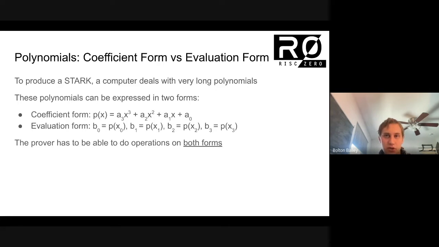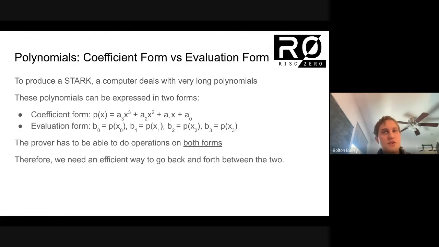that we should be able to take a coefficient form polynomial and transform it into an evaluation form. And also, if we have an evaluation form, if we have a bunch of different evaluations, we should be able to find the coefficients back from those evaluations. And so we need an efficient way of going basically back and forth between the two versions.